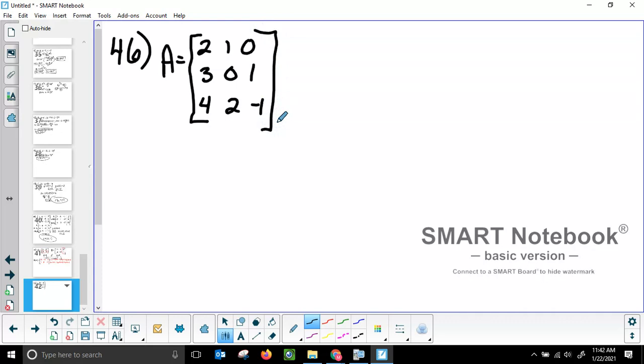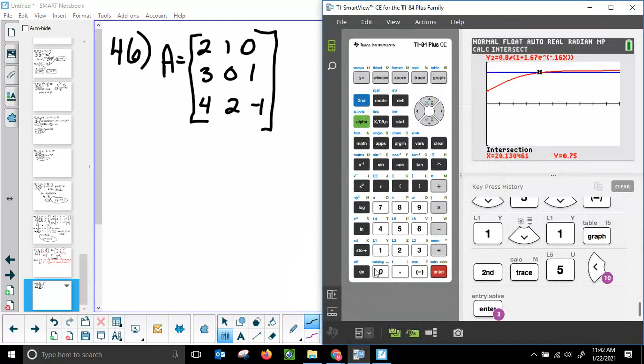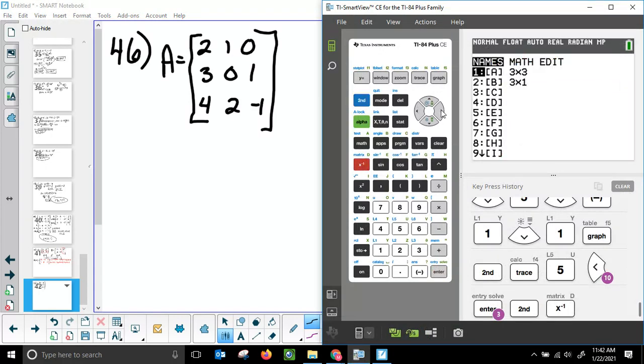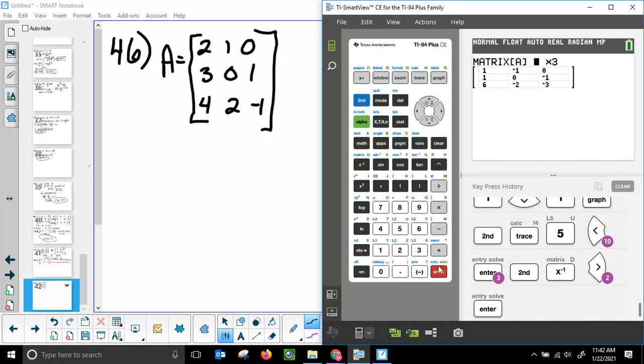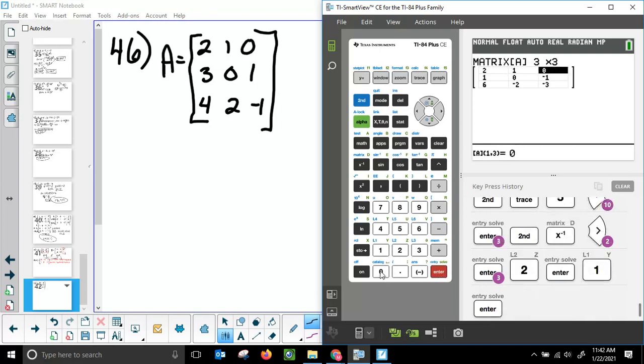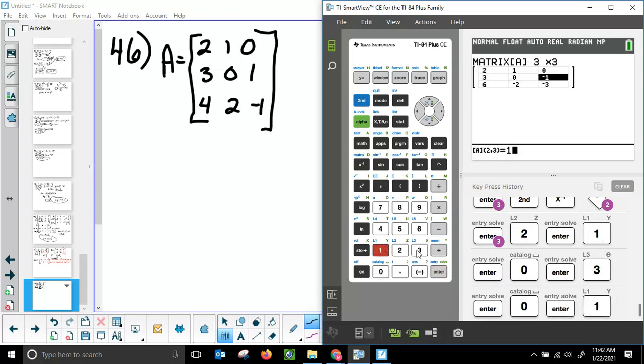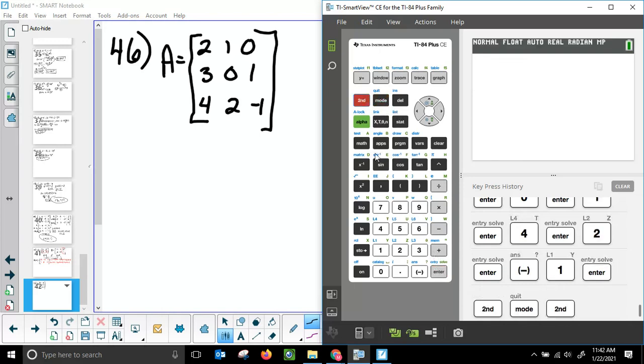All right, remember, anything bigger than a 2 by 2, we're just going to use our calculator. So we go here to the matrix menu. I'm going to edit. This is a 3 by 3, so I'm good there. I'm going to want 2, 1, 0, 3, 0, 1, 4, 2, -1.